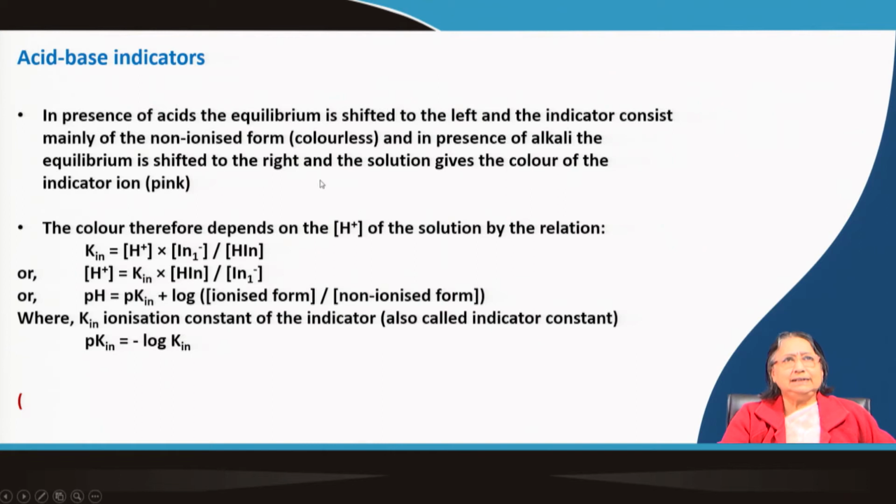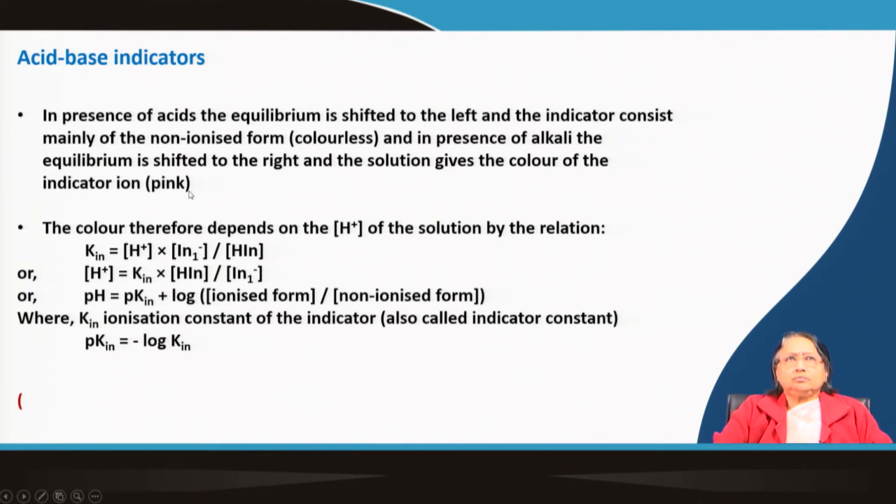In the presence of acids the equilibrium is shifted to the left, and the indicator consists mainly of the non-ionized, colorless form, and in the presence of alkali the equilibrium is shifted to the right, and the solution gives the color of the indicator ion, that is pink color.